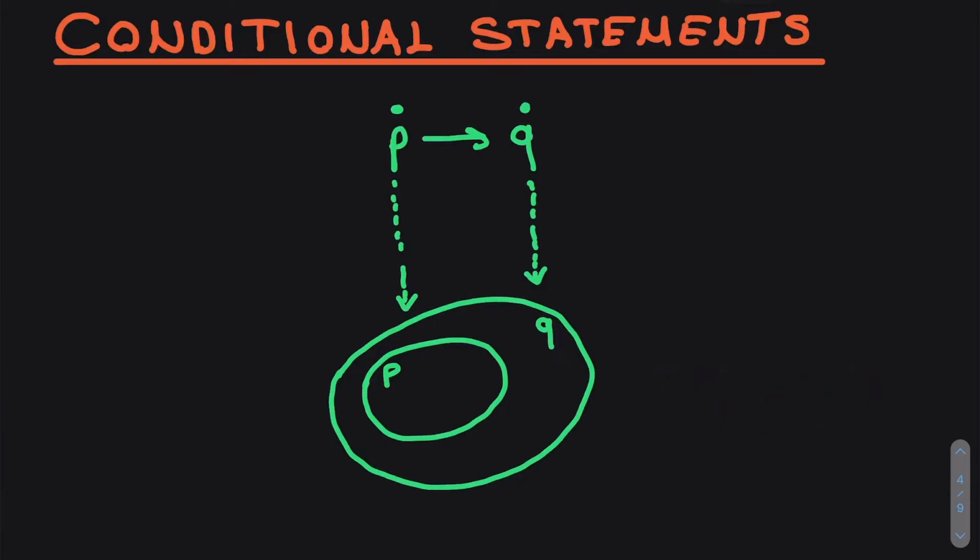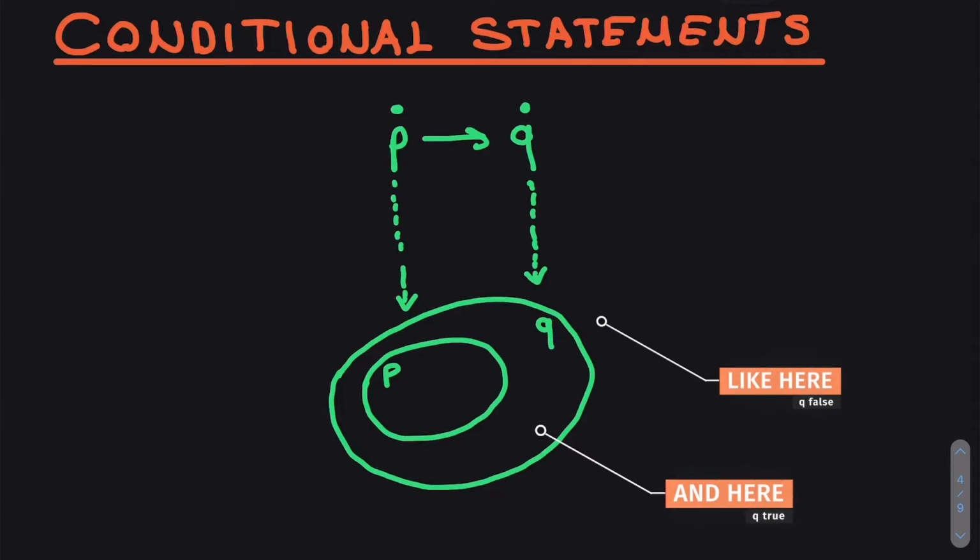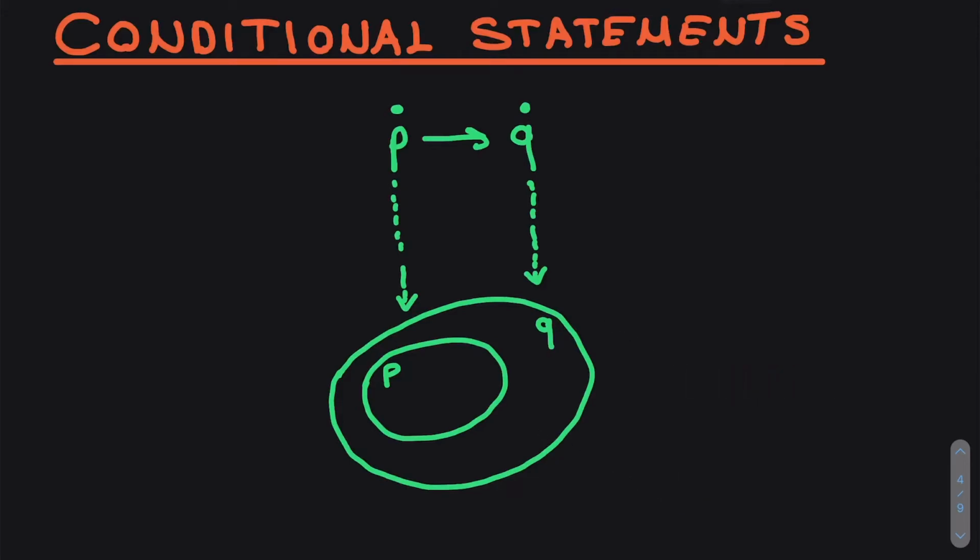In the figure, notice that when P is false, there are regions where Q is true and regions where Q is false. This means that if P is false, we cannot say confidently anything about the truth of Q. That's why we assume the conditional statement is true when the premise is false, because Q may be true or false in this case.